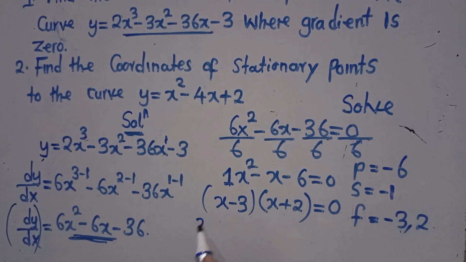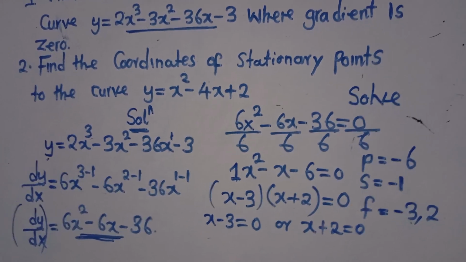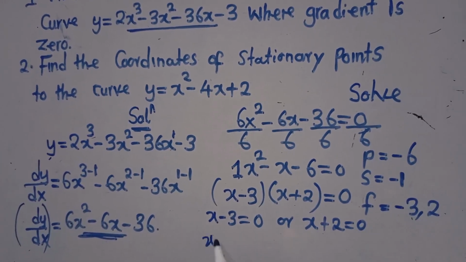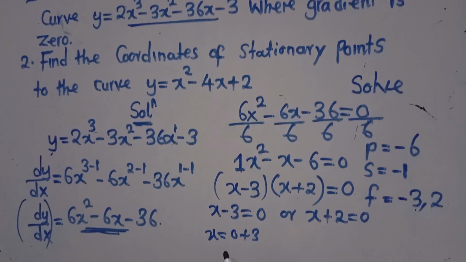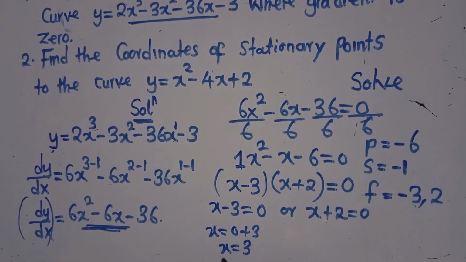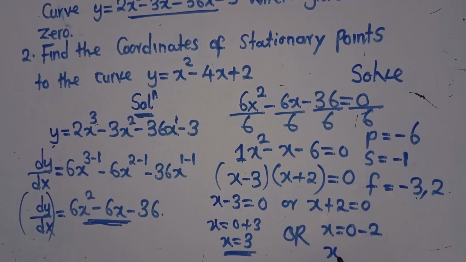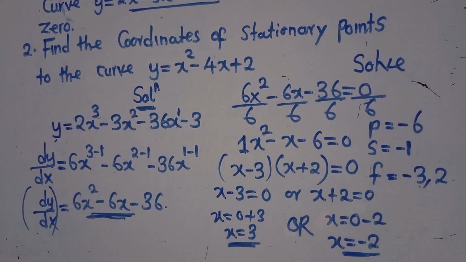So you solve this. This is x minus 3 is equal to 0, or x plus 2 is equal to 0. So how can you solve this? The answer now, x is equal to 0 plus 3, so x will now be equal to 3. Or you are going to have an answer here, x is equal to 0 minus 2. When it crosses the equal sign, the sign will definitely change. So x is equal to -2. These are the two answers that we found. So x is equal to 3, x is equal to -2.